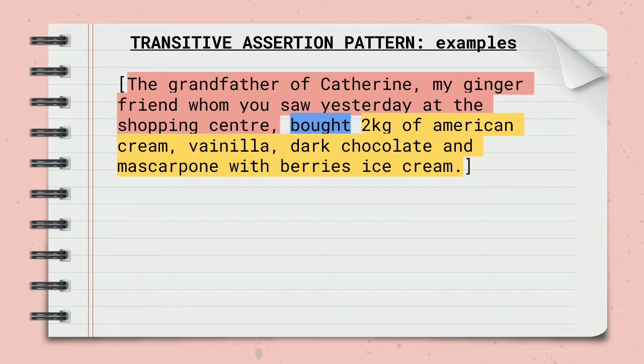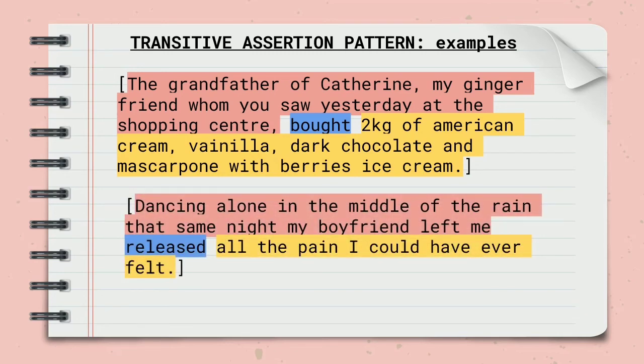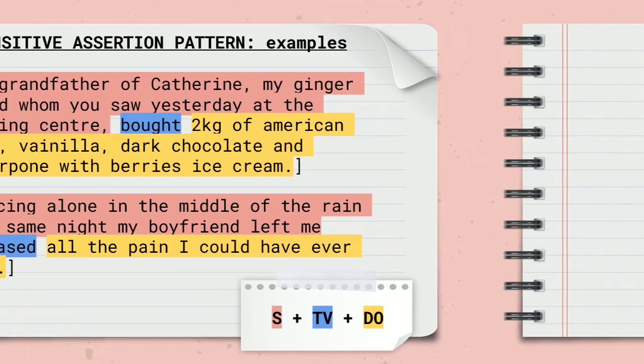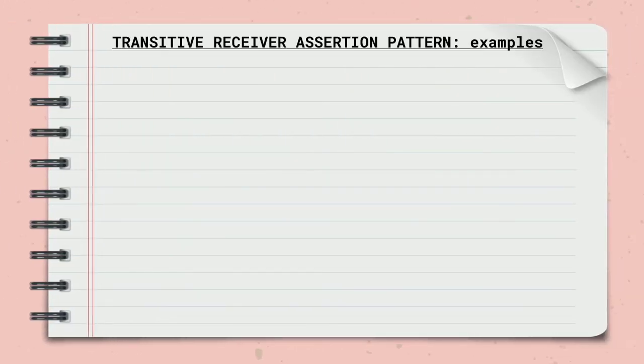The same happens with this other sentence. Dancing along in the middle of the rain that same night my boyfriend left me released all the pain I could have ever felt. What is in pink is the subject, in blue the transitive verb, and in yellow the direct object.